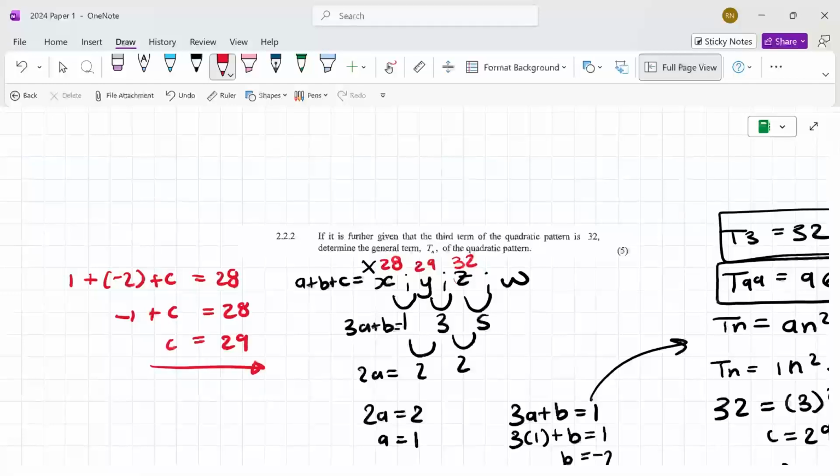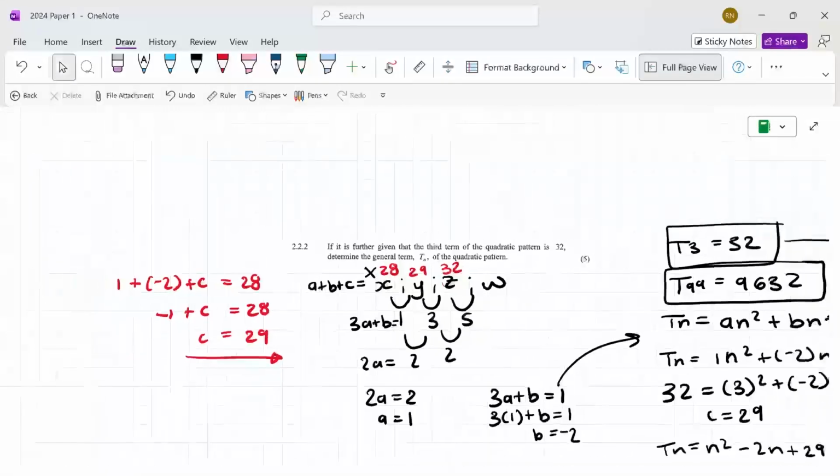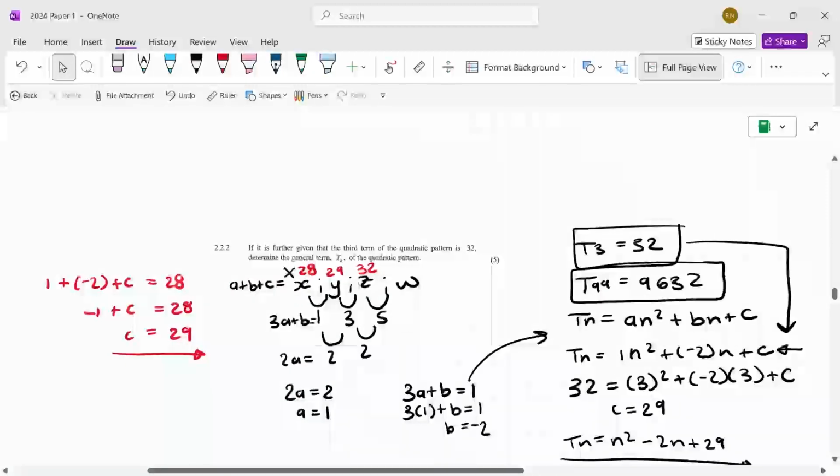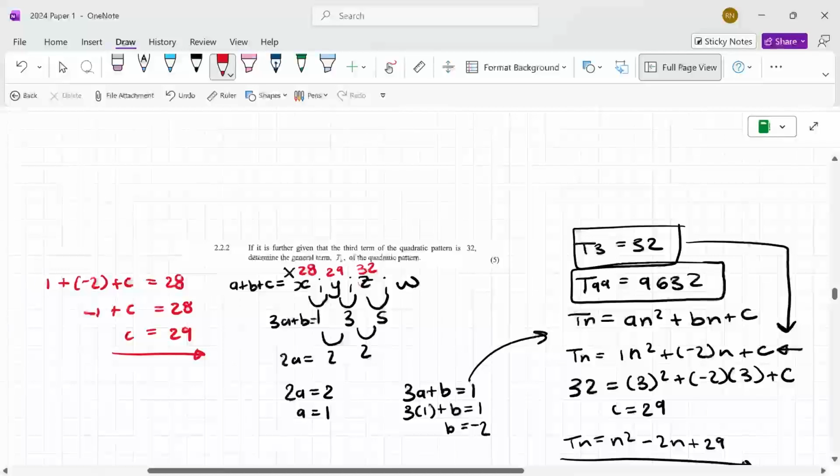Okay, so even if you didn't know how to do this at all, in the previous question or here, they told you something close enough that you could have used two methods to do it.